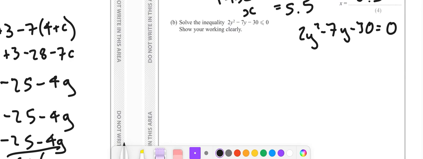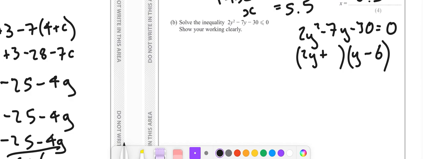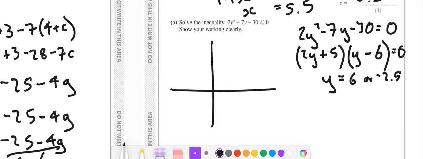Okay, so we're going to try and factorise this. That's 2y and y, so it can be 15 and 2, 30 and 1, 6 and 5. 6 and 5 probably looks good. 6 makes 12, so I want minus 6 plus 5, so that's minus 12x plus 5x is going to be minus 7x, which means y equals 6 or minus 2.5.